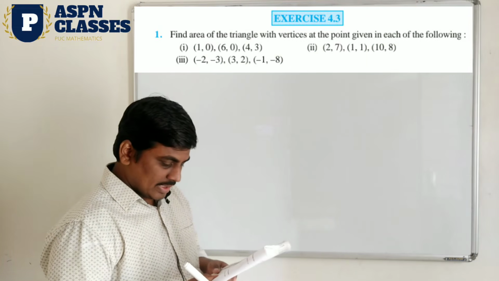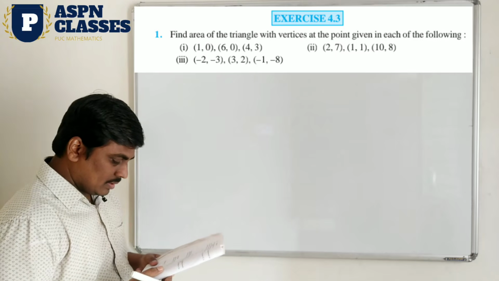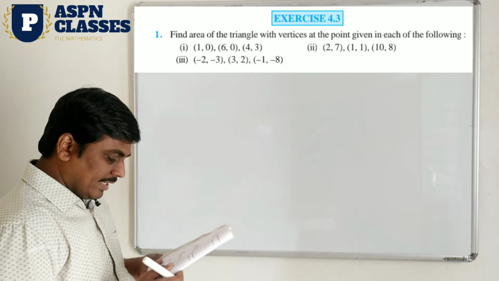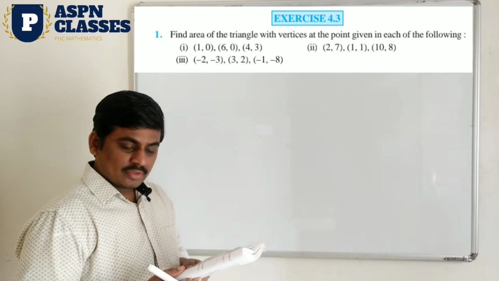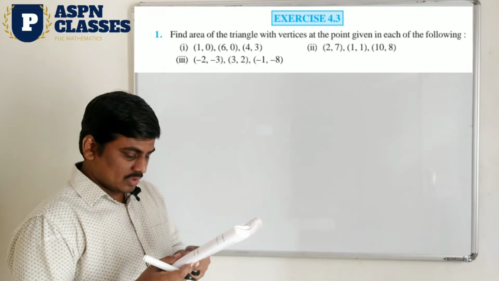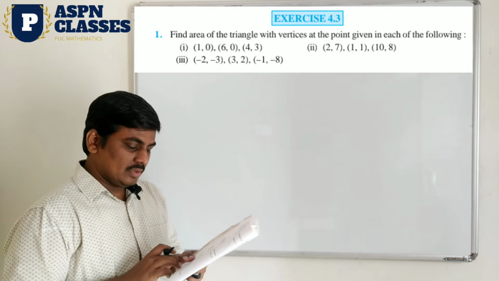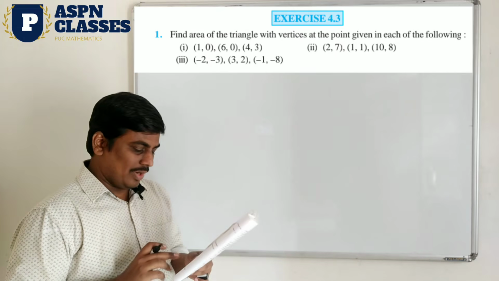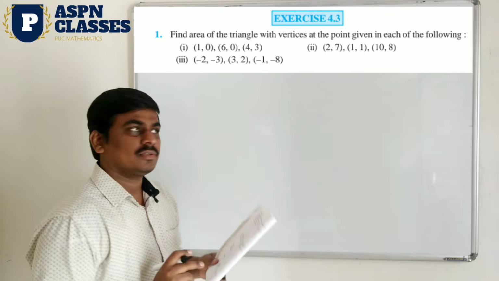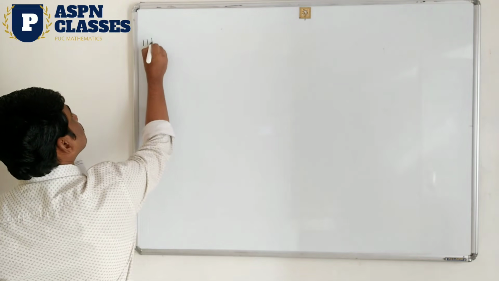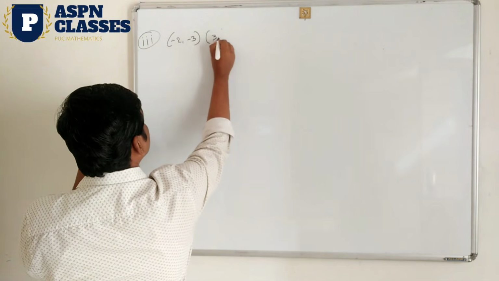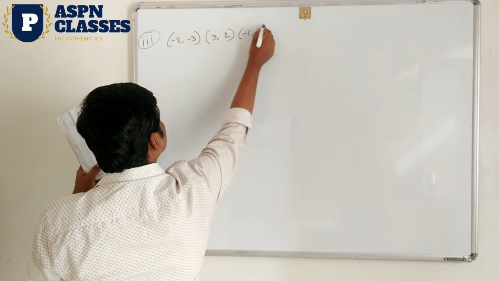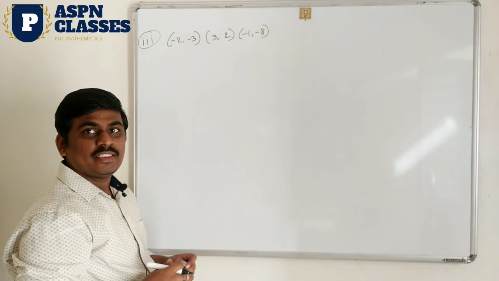Okay, in your exercise 4.3, question number 1, observe here: find the area of the triangle with vertices at the points given in each of the following questions. Here 3 points are given in each of the 3 questions, so you go and find out. I am going to start the third question. We are going to find the area of the triangle.